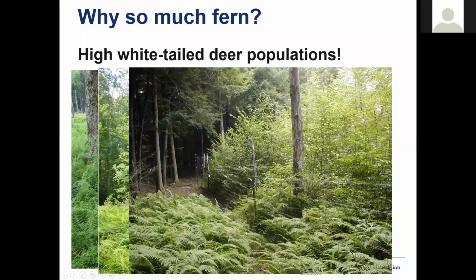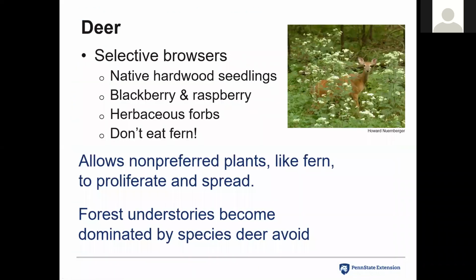Here's another example on more of a commercial type of operation here where we have tree regeneration inside the fence and nothing but fern on the outside of the fence. So we need to understand that deer are selective browsers. So they're browsing our native hardwood seedlings, blackberry and raspberry, herbaceous forbs, but they don't eat fern. So this selective or preferential browser allows the non-preferred plants like fern to proliferate and spread in our understories.